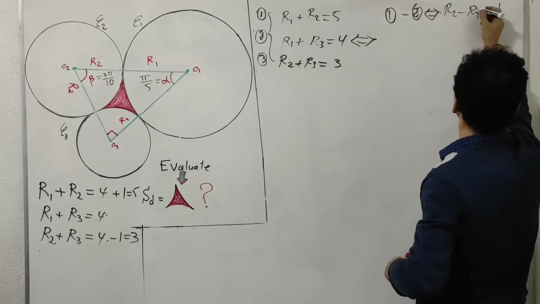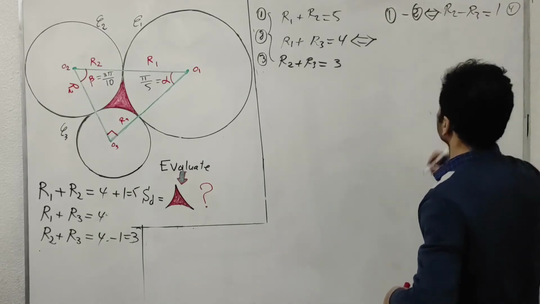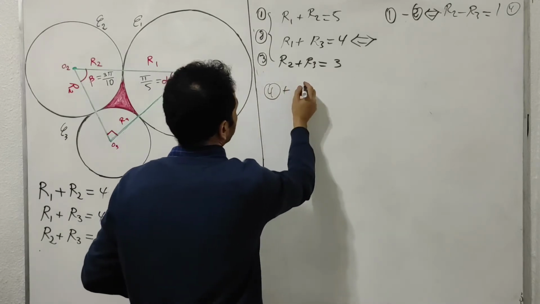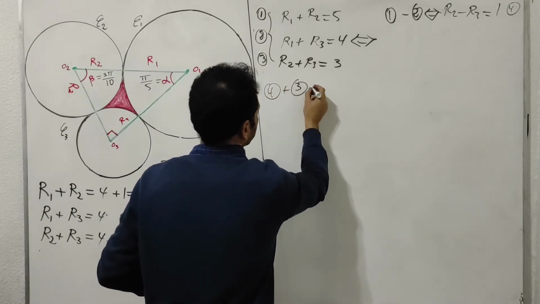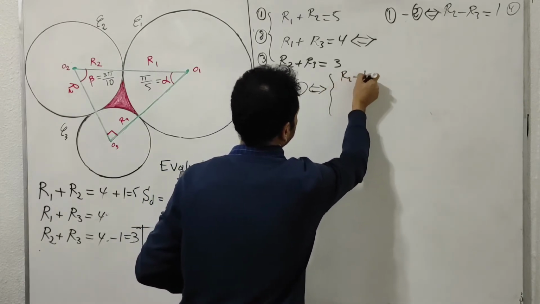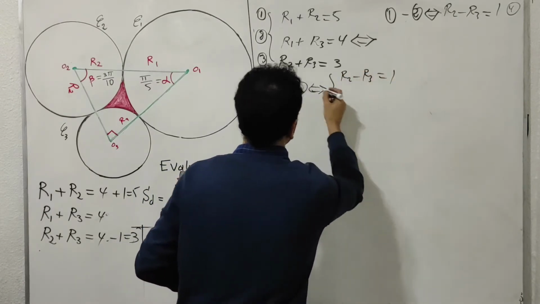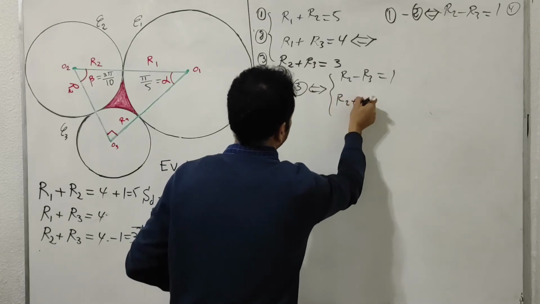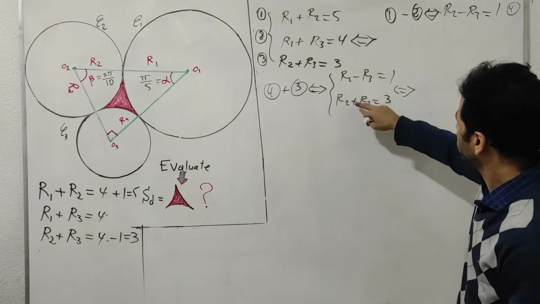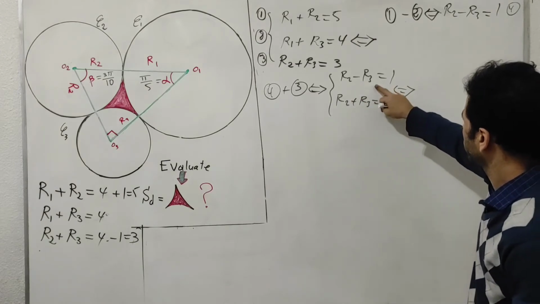Okay, let's name this equation number 4. Okay, so we'll add 4 and 3. I will get R2 minus R3 equal to 1, plus R2 plus R3 equal to 3. By adding this equation to this equation, R3 will be cancelled out.